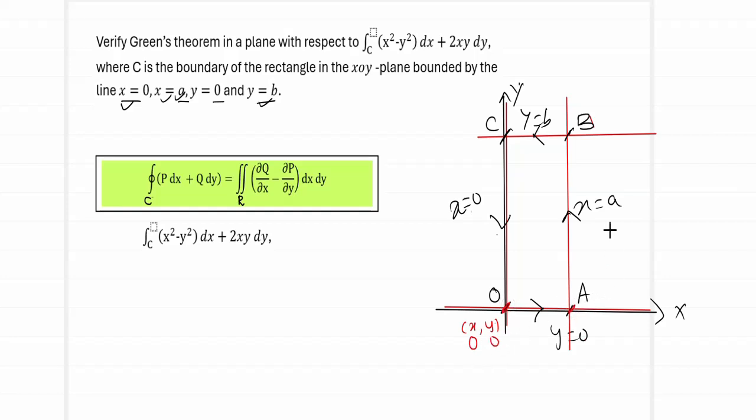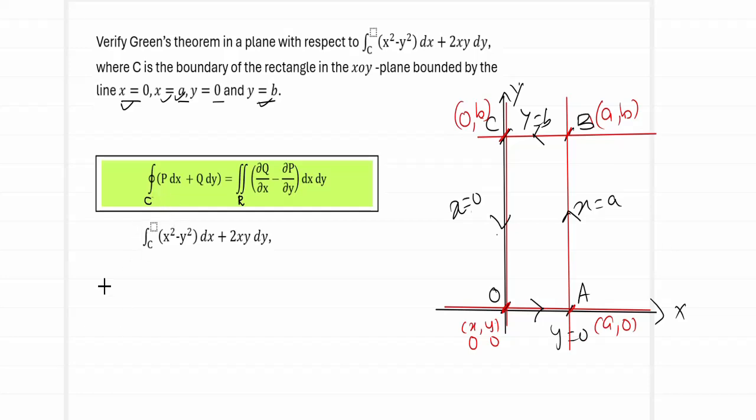Now coming to the point A, x takes the value a, y takes the value 0. So the point A is a comma 0. Now moving to the point B, x takes the value a and y takes the value b. So the point B is a comma b. Now coming to the point C, x takes the value 0, y takes the value b. So the point C is 0 comma b. So I have now fixed my points of reference and their coordinates. Now this will help me to integrate over the region.